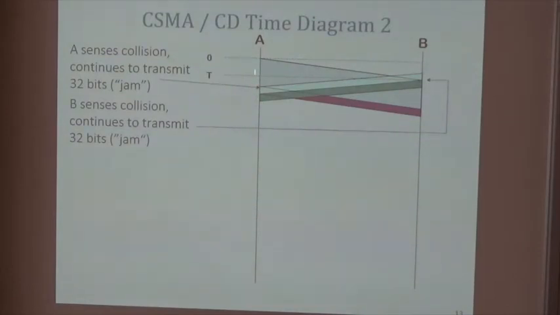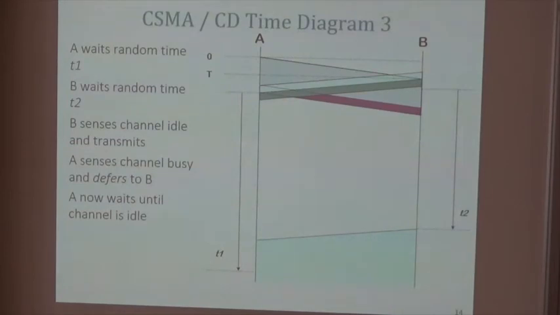So if A knows there's a collision, it will transmit dummy bits. There's no point transmitting anything useful. B will do the same. B has also sensed the collision. So both systems now stop. They have both sensed that there is a collision. This is more efficient than waiting for an ACK, because the ACK will itself need to be transmitted and might be subject to collisions here.